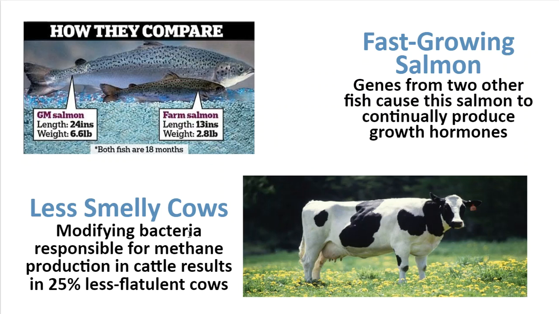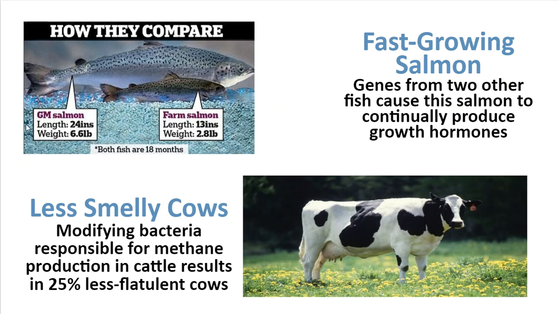Most of our farm animals, the food you eat, have been genetically modified. So we have fast growing salmon. Genes from 2 other fish cause the salmon to continually produce growth hormone. Growth hormones usually stop at a certain age, which you can see in this farm salmon, which is what you would find in nature. So the average length is about 13 inches and 2.8 pounds at 18 months.